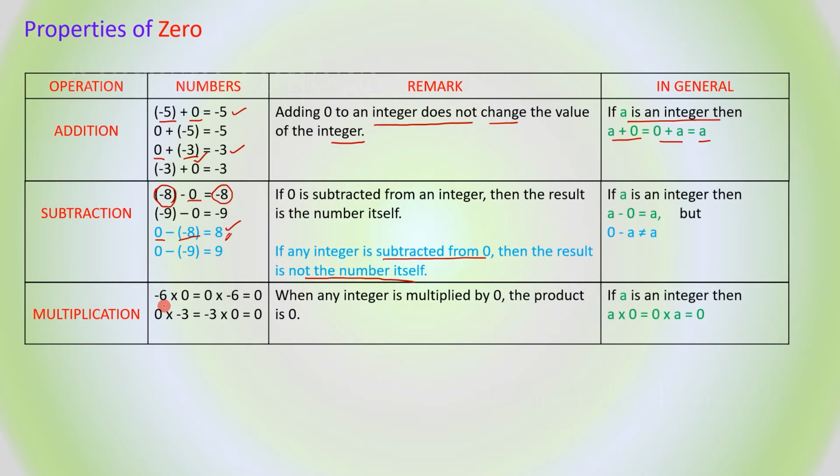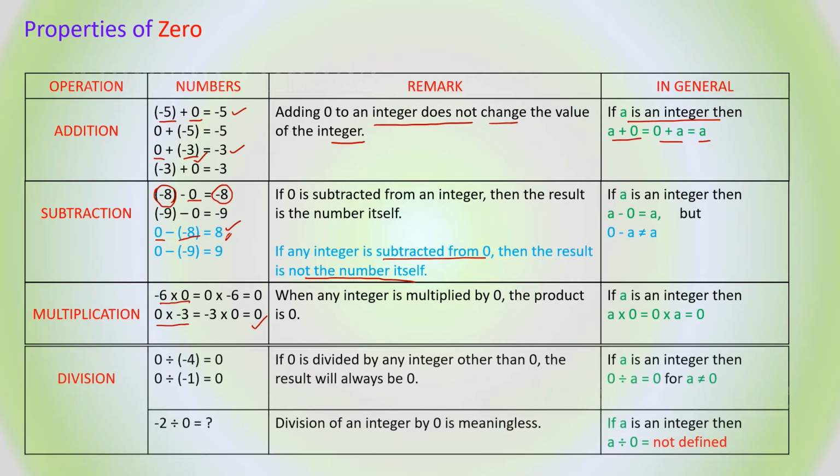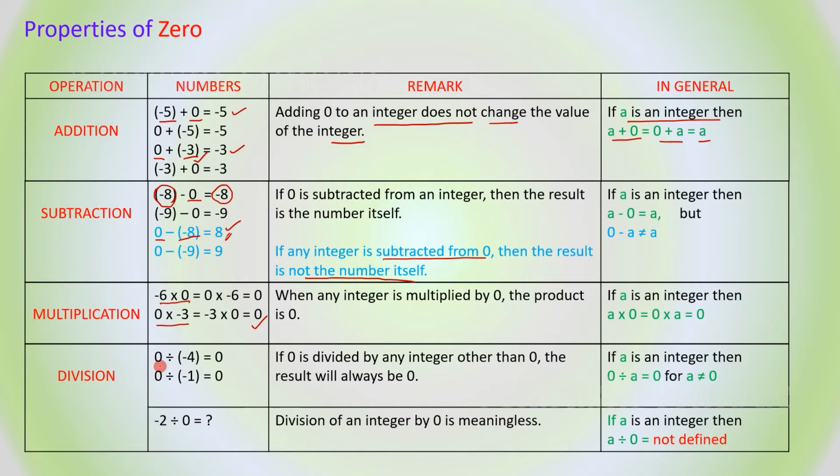Next, when any integer is multiplied by 0, the product is 0. And if 0 is divided by any integer other than 0, the result will always be 0. But division of an integer by 0 is meaningless. That is, if a is an integer, then a divided by 0 is not defined.